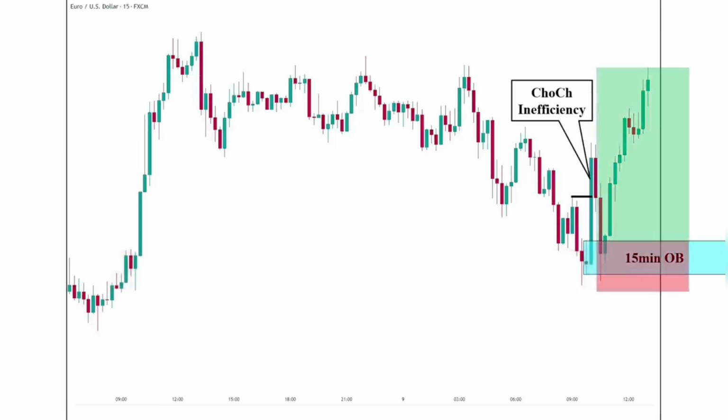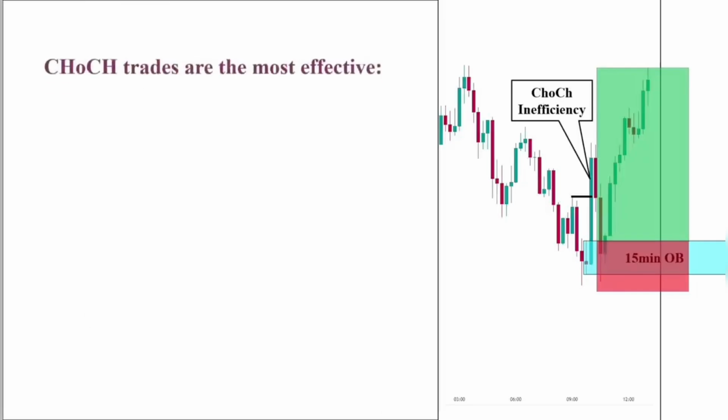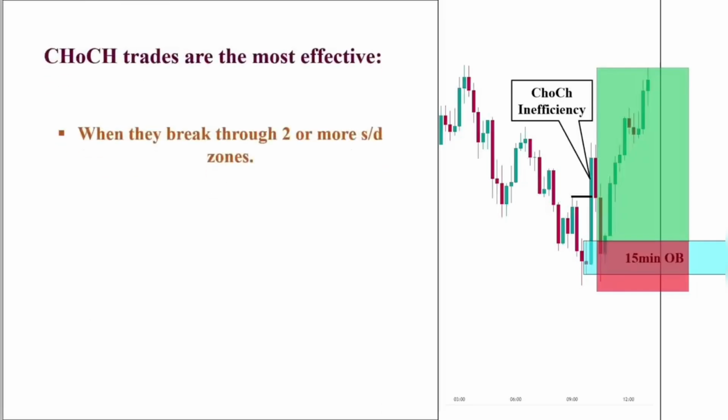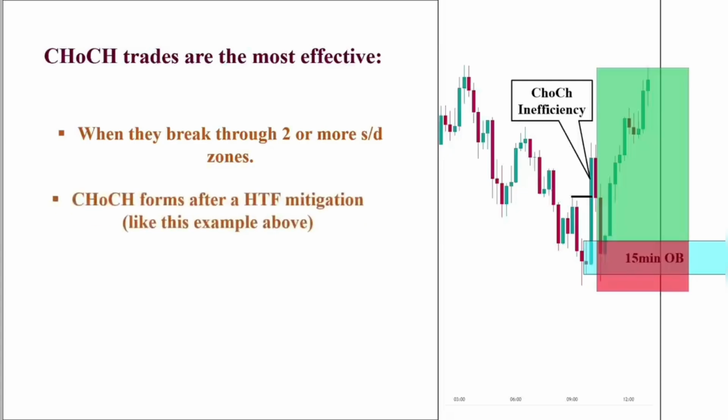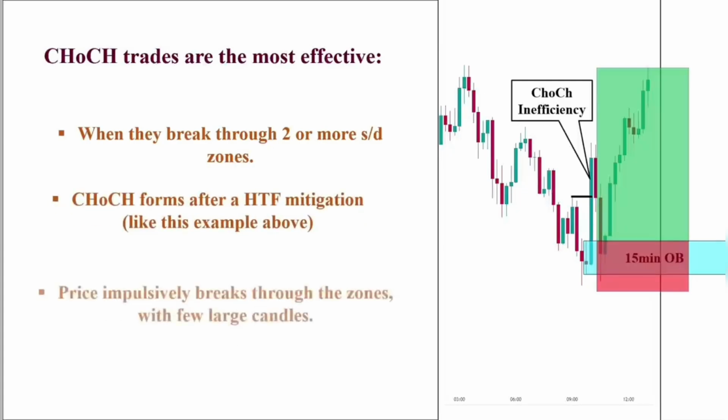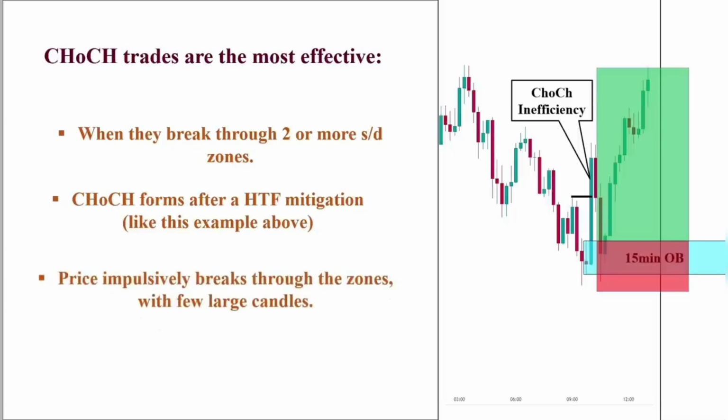So we place our buy position a spread size above the 15-minute order block with our stop below the swing low. But remember, change of character trades are most effective when they break through 2 or more supply-demand zones. Change of character forms after a higher time frame mitigation. Price impulsively breaks through the zones with a few large candles.